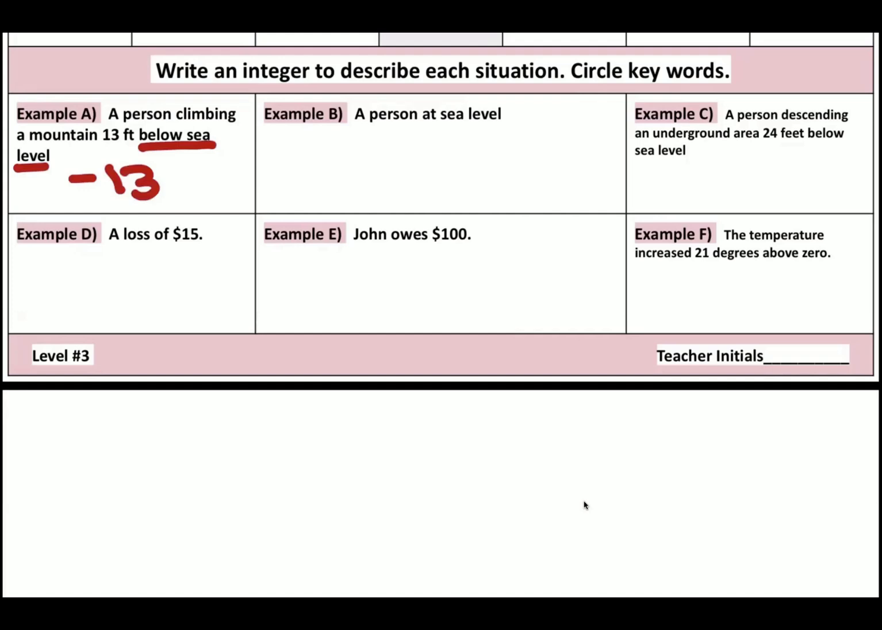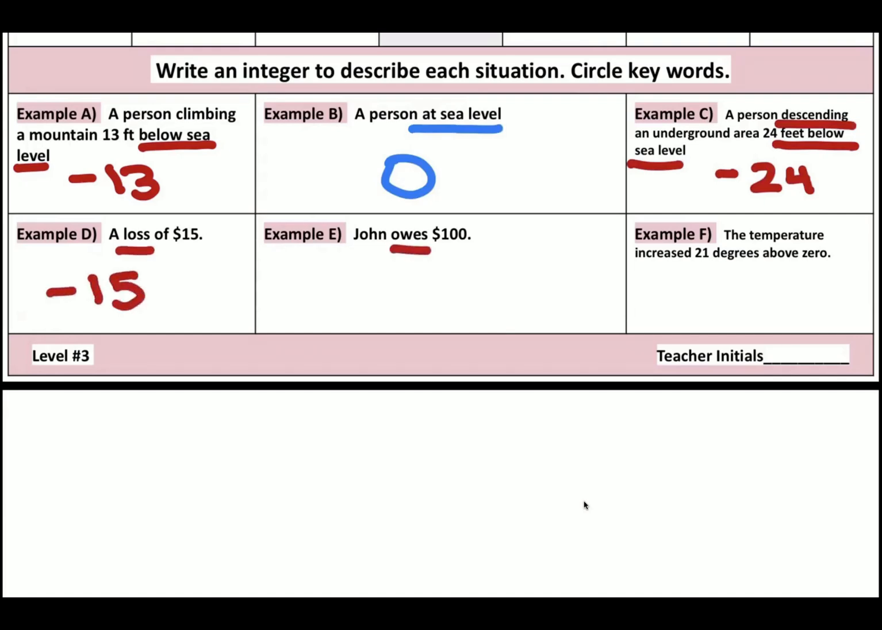A person at sea level is 0. A person descending underground 24 feet below sea level, that's also negative, so -24. A loss of 15. Owing $100, a lot of negative numbers here. And then example F, you should have the temperature increase 21 degrees. Increases is our keyword, and that represents positive 21. If your teacher wants you to, go ahead and get their initials for completing page 1, then come back to the video for page 2.